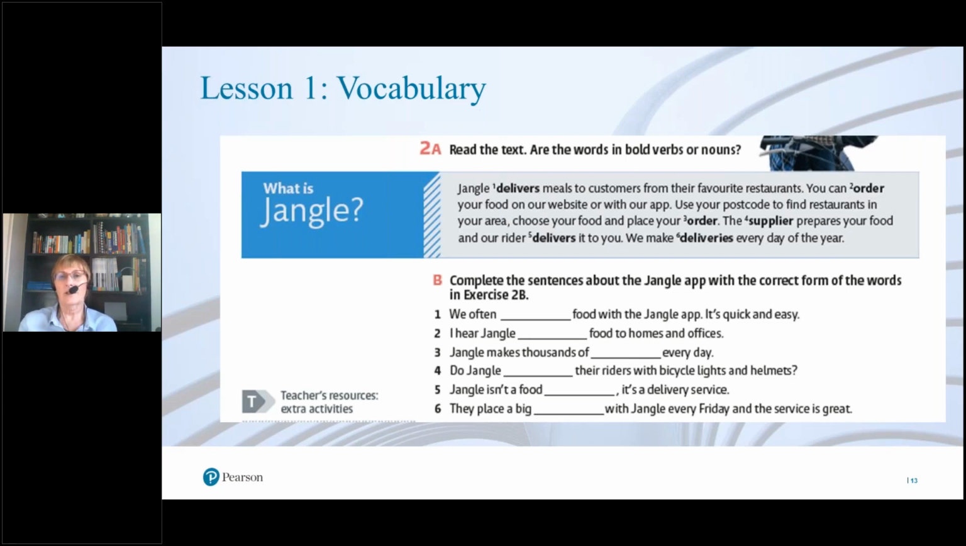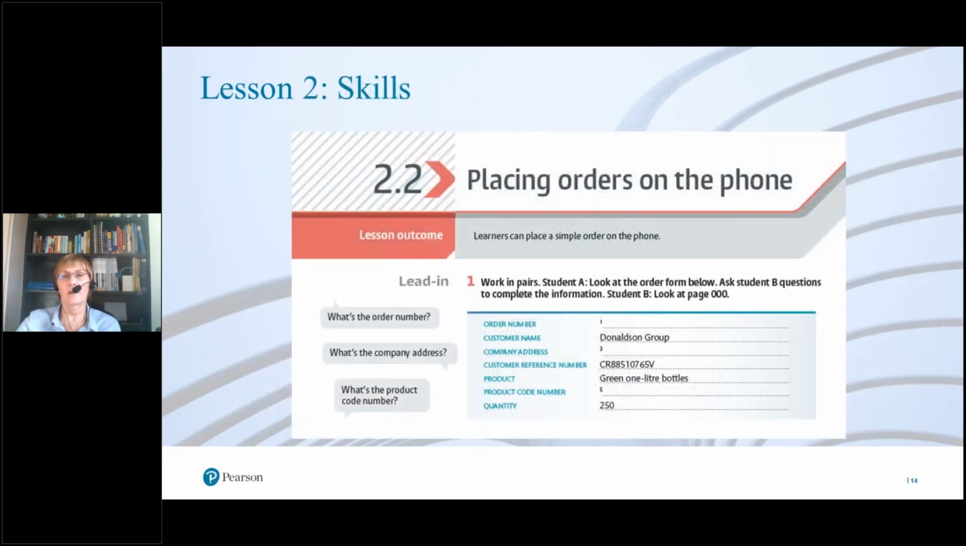The second exercise then to help them practice that language is to put it into another context. So they take the word and they put it into the right sentence below. And again, we're using those collocations there. So we're talking about placing an order and making deliveries. You can see another collocation there, delivery service. So they're there for the students to see, and it contextualizes the language.